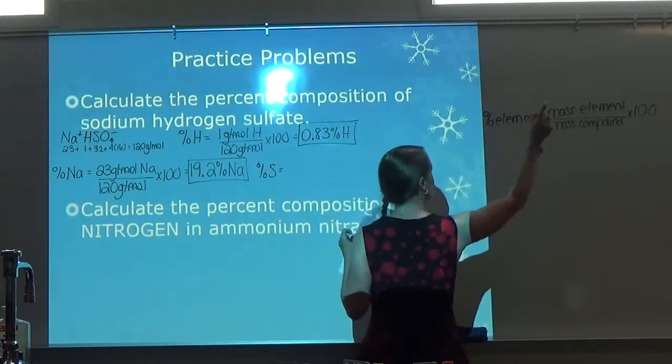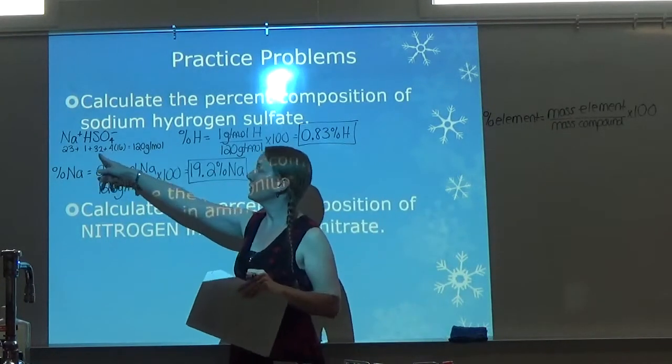Alright, so next I'll move on to S. So my percent for sulfur is, of course, mass of the element. For sulfur, it has a mass of 32.